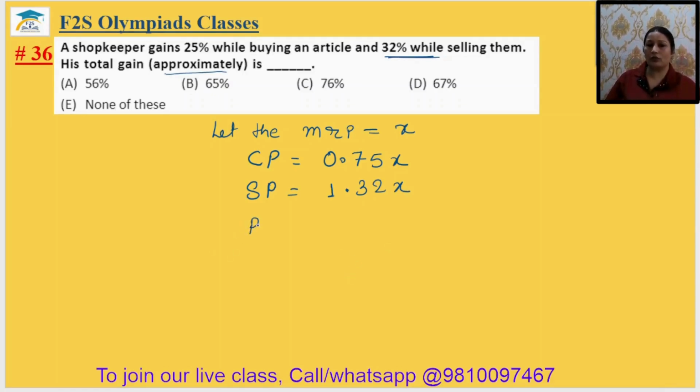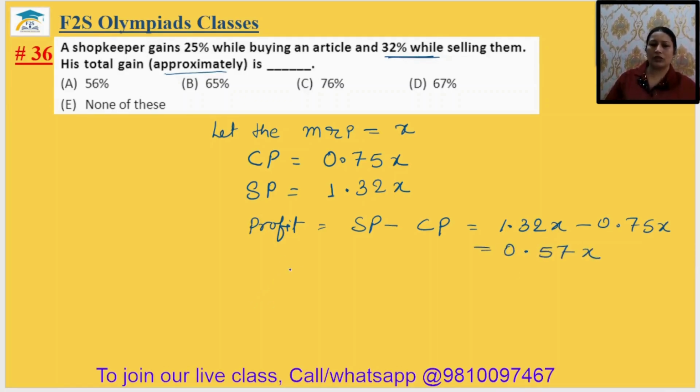Profit we know, profit equal to formula we know SP minus CP. तो ये हो गया आपका 1.32x minus 0.75x, that is your 0.57x. ठीक है, अब आते हैं प्रॉफिट परसेंटेज पे.